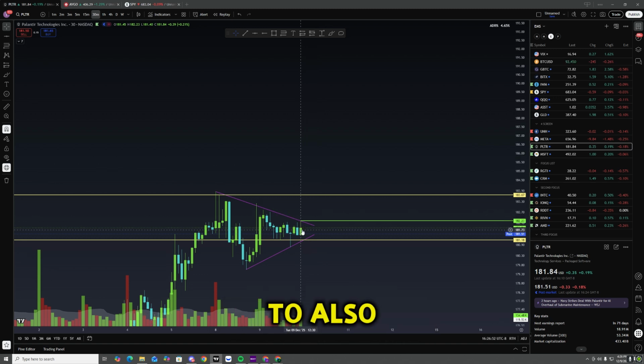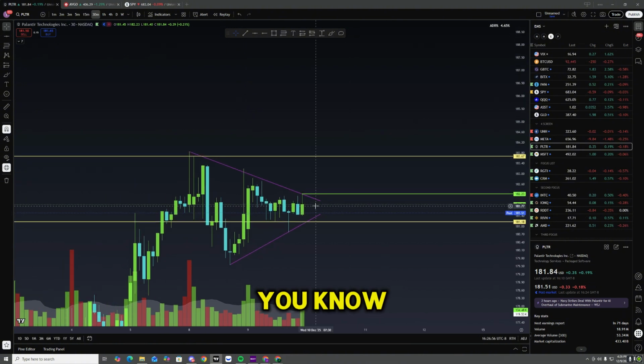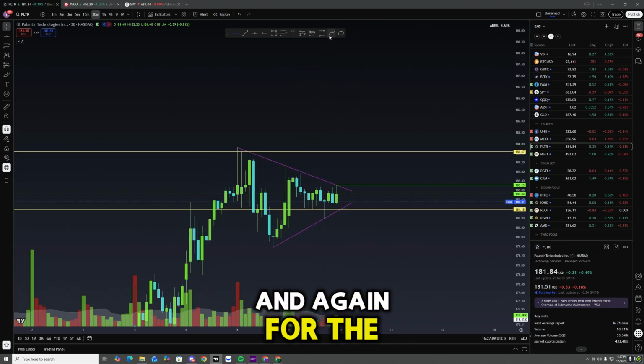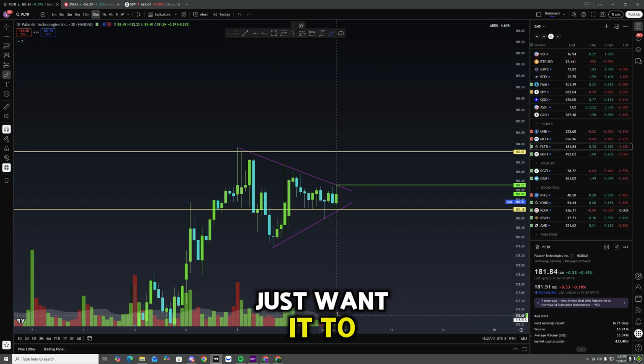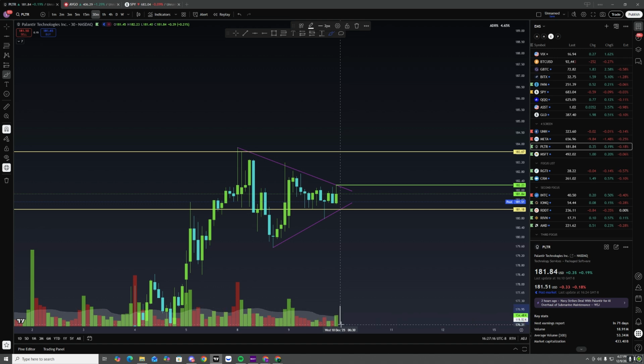So it's very important to also look at the candle itself and actually read what it's telling you and how it's moving. So again, you want to see the candle open, and then we start pushing up with high volume, right? Pushing out very quickly through. So you have to be ready as well. And again, for the volume, I would say you just want it to be above the previous candle, right? So previous candle.